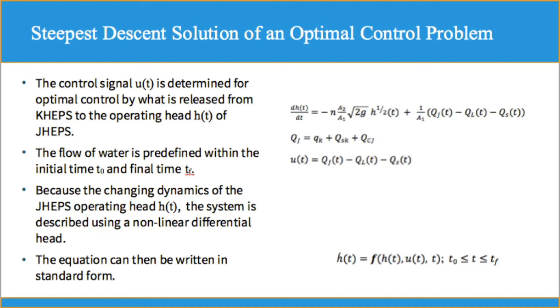The nonlinear differential equation is used because of the changing dynamics at the operating head h of t. And using all of these three, we can actually create a standard form. H dot of t is equal to the function of h of t, u of t, t, where t is bounded between t initial and t final.